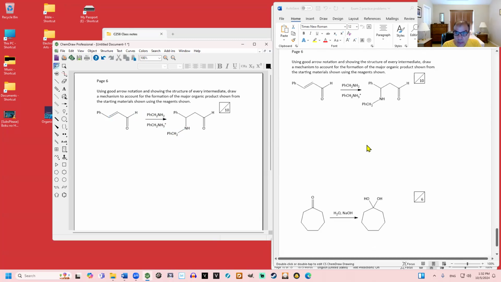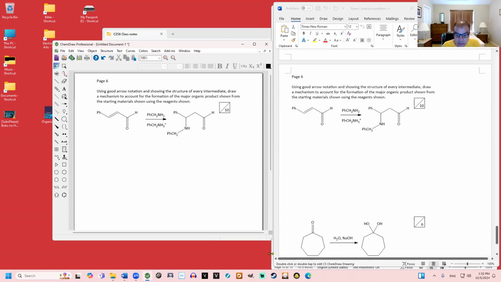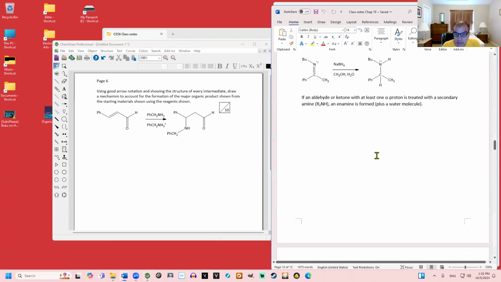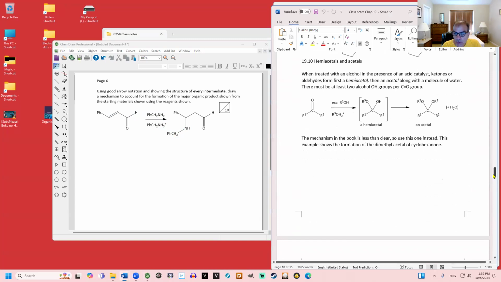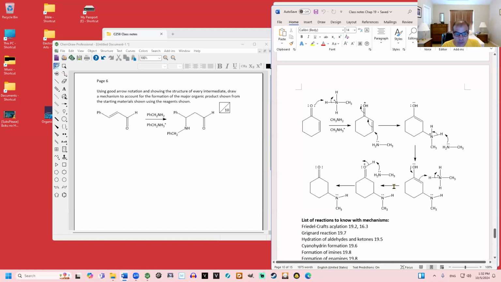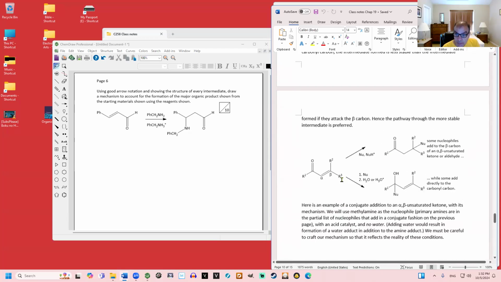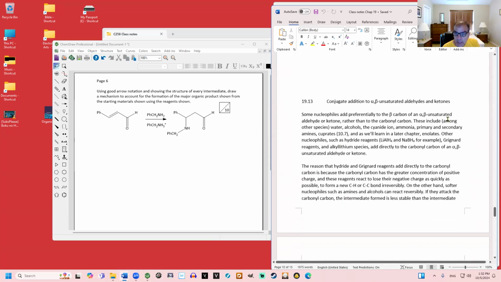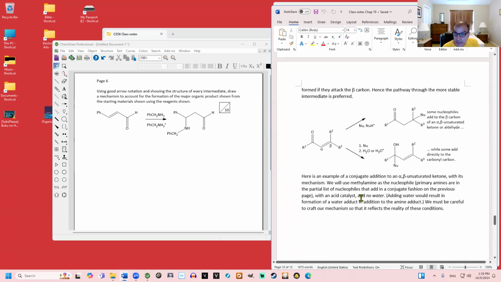In other words, this is a conjugate addition, which was another reaction we talked about in chapter 19. And here's an example of a conjugate addition here. This one actually still uses a primary amine, but there are other nucleophiles that undergo conjugate additions to alpha-beta unsaturated ketones that you will also need to know about and recognize when you see them. They are listed here in the class notes over here in section 19.13.